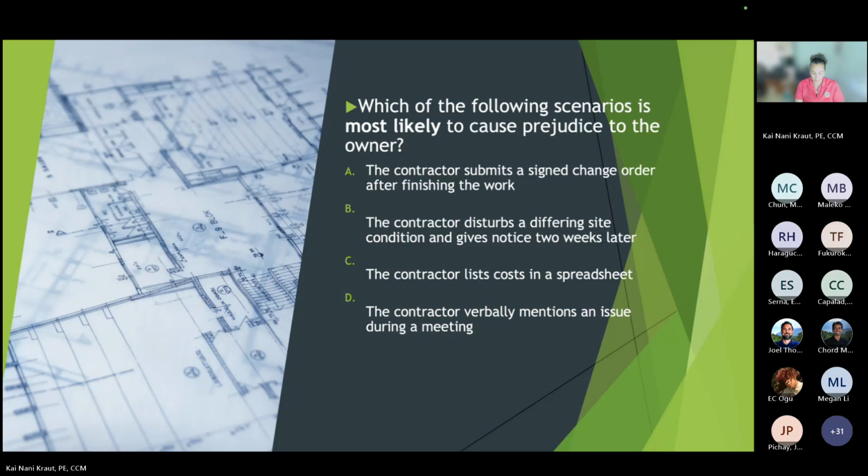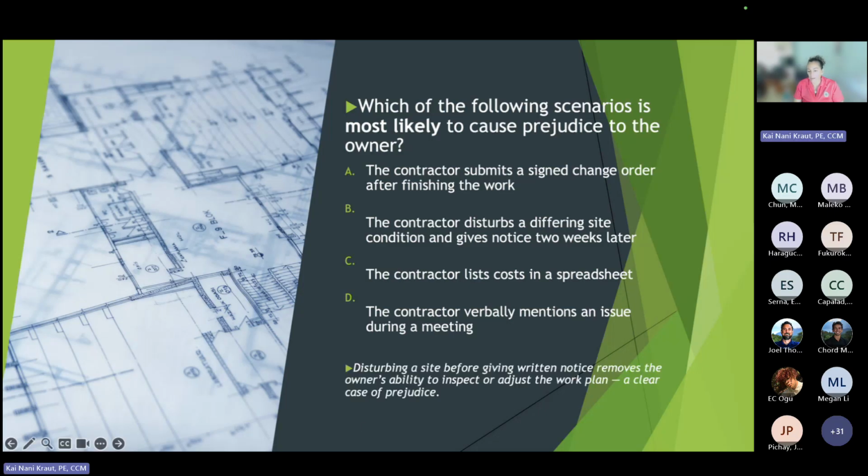A. Okay. Let's go back a little bit. We're going to talk about it. So, disturbing the site before giving written notice removes the owner's ability to inspect and adjust the work plan, and it is a clear case of prejudice.